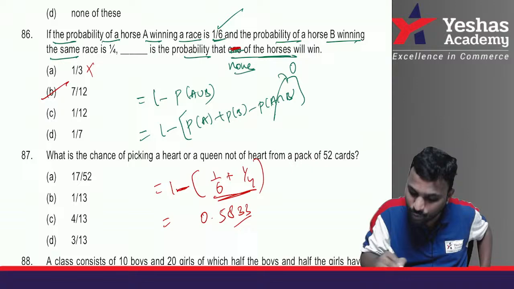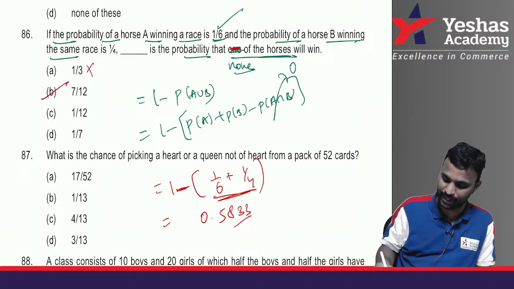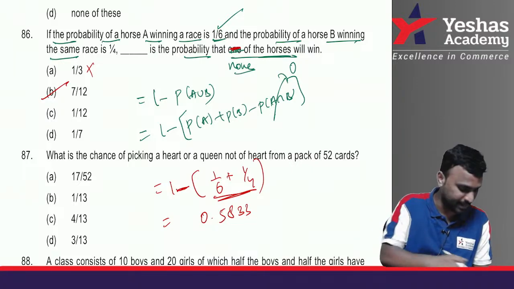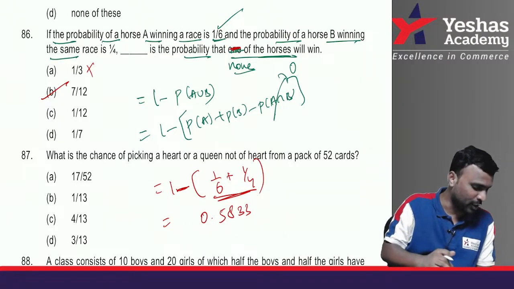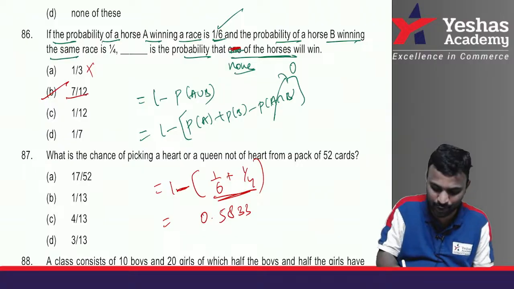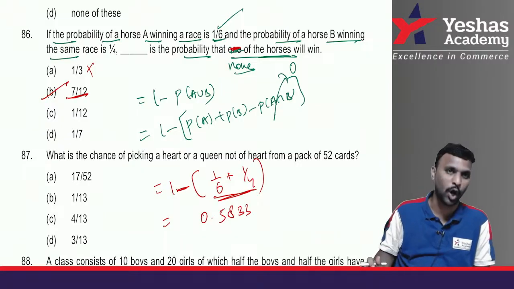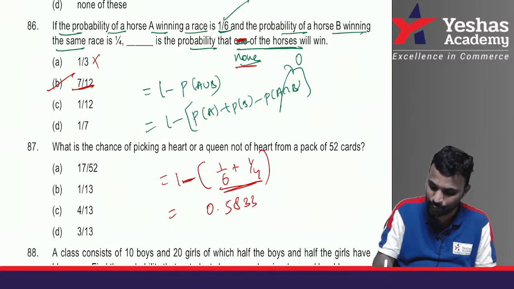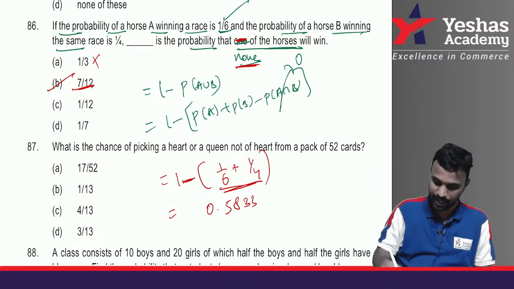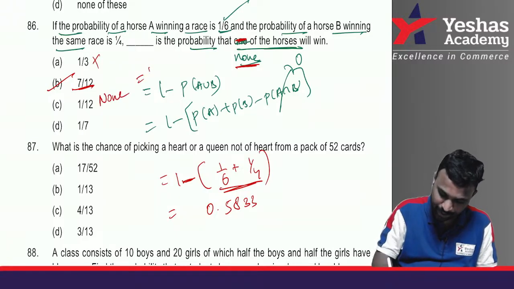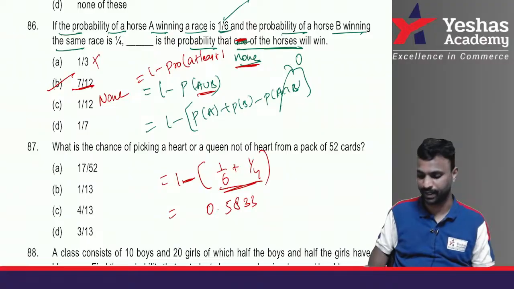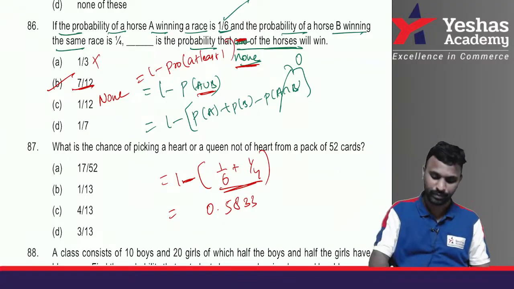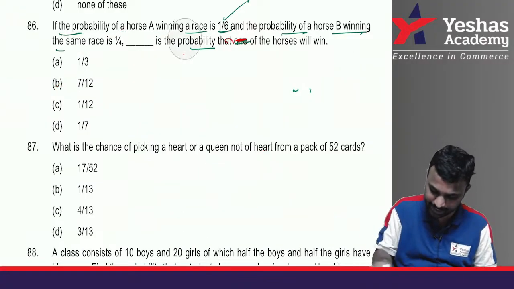Guys, had it been one of the horses, it would have been just 1 minus this answer. 1 minus 0.58333 will be 0.4166, which is nothing but 5 by 12. 5 by 12 is not there in the options. So definitely the question should have been none of the horses win. None means 1 minus probability of at least one. At least one, therefore, P of A union B I have taken for at least one. Have you understood?